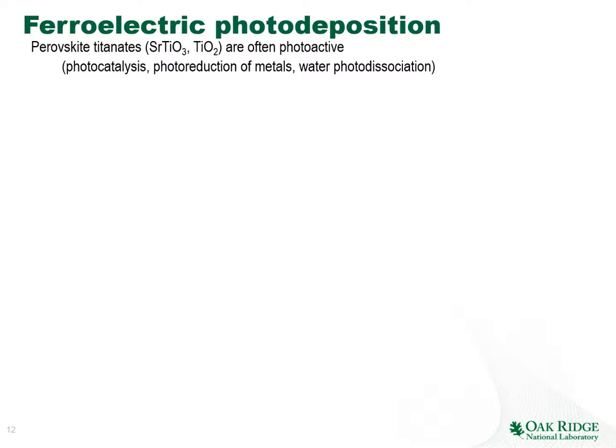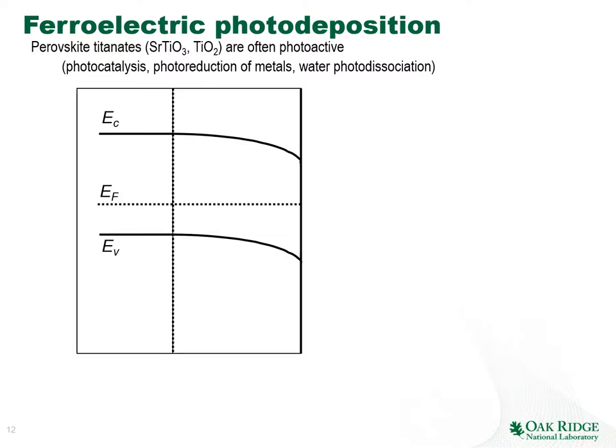Another way to fabricate structures based on ferroelectric material is so-called ferroelectric lithography. This approach is based on the fact that perovskite titanates like strontium titanate or titanium dioxide are very often photoactive. They are used for photocatalysts, photoreduction of metals, water photodissociation, and so on. So the question is, if we take a titanate and add some polarization, would the polarization affect the surface electrochemical activity? And the answer is it would.